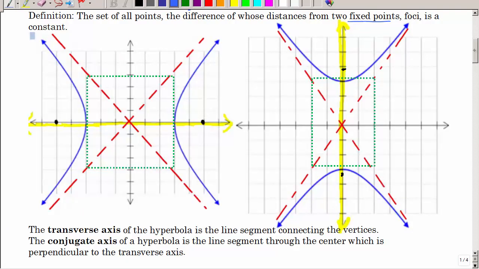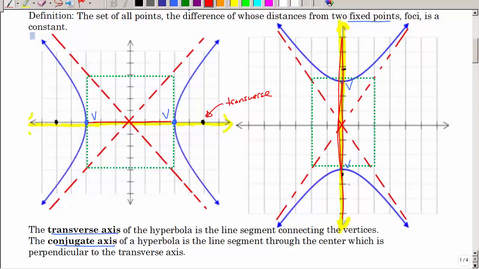Unlike the ellipse, we do not have a major and a minor axis. We have a transverse axis and a conjugate axis. The transverse axis connects the two vertices. This would be a vertex, that would be a vertex. There's a vertex, and there's a vertex. So in this case, this would be the transverse axis, and here this would be the transverse axis.